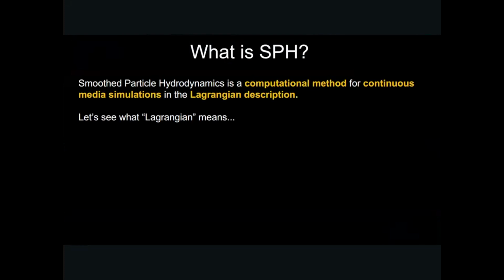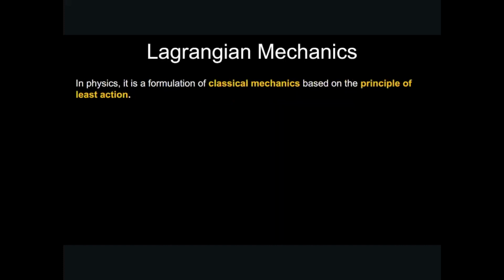For those not familiar with computations, a computational method generally is something that you compute with your computer. Typically, you solve equations. The continuous media is in the limit of the continuous world. So you imagine that the world is made of continuous stuff. And the Lagrangian, let's see what that name means.